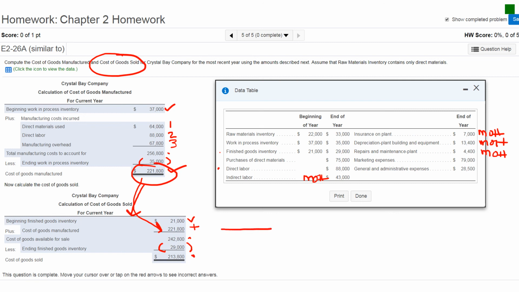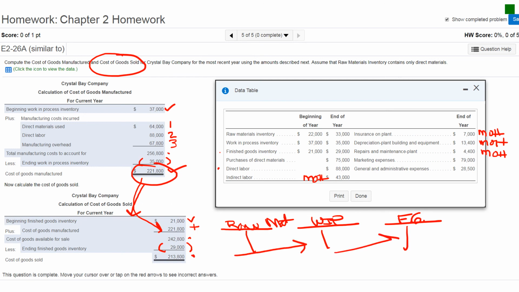One more quick illustration. I like to use a T account just to show you what we're really doing here. If you think about raw materials, you've got work in process, and you've got finished goods. Because everything flows to work in process, what we're really showing here is all about cost flow. Remember, the 3 product costs that go into work in process are your direct material, your direct labor, and your manufacturing overhead, which we've already shown.